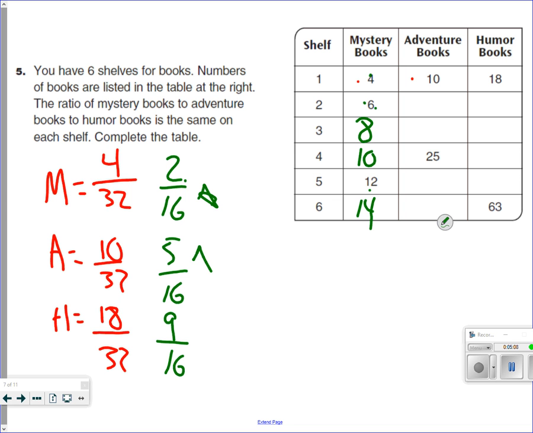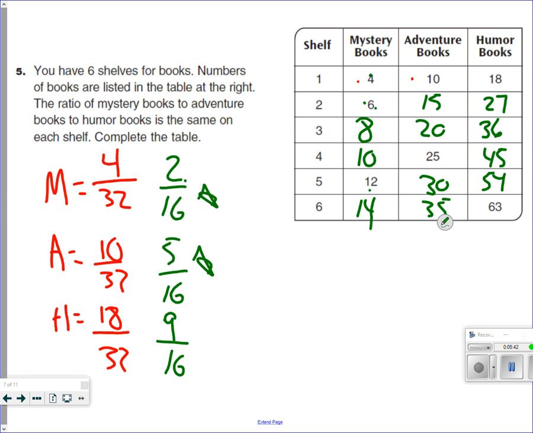How about adventure? I started off with 10. Then for every shelf after it, I'm adding 5. So I got 15, 20, 25, 30, 35. Humor books, I'm going by every 9. I'm at 18 to start with, out of 32, but I'm going by 16s. So I'm adding 9 more each time. So I have 27, 36, 45, and 54.